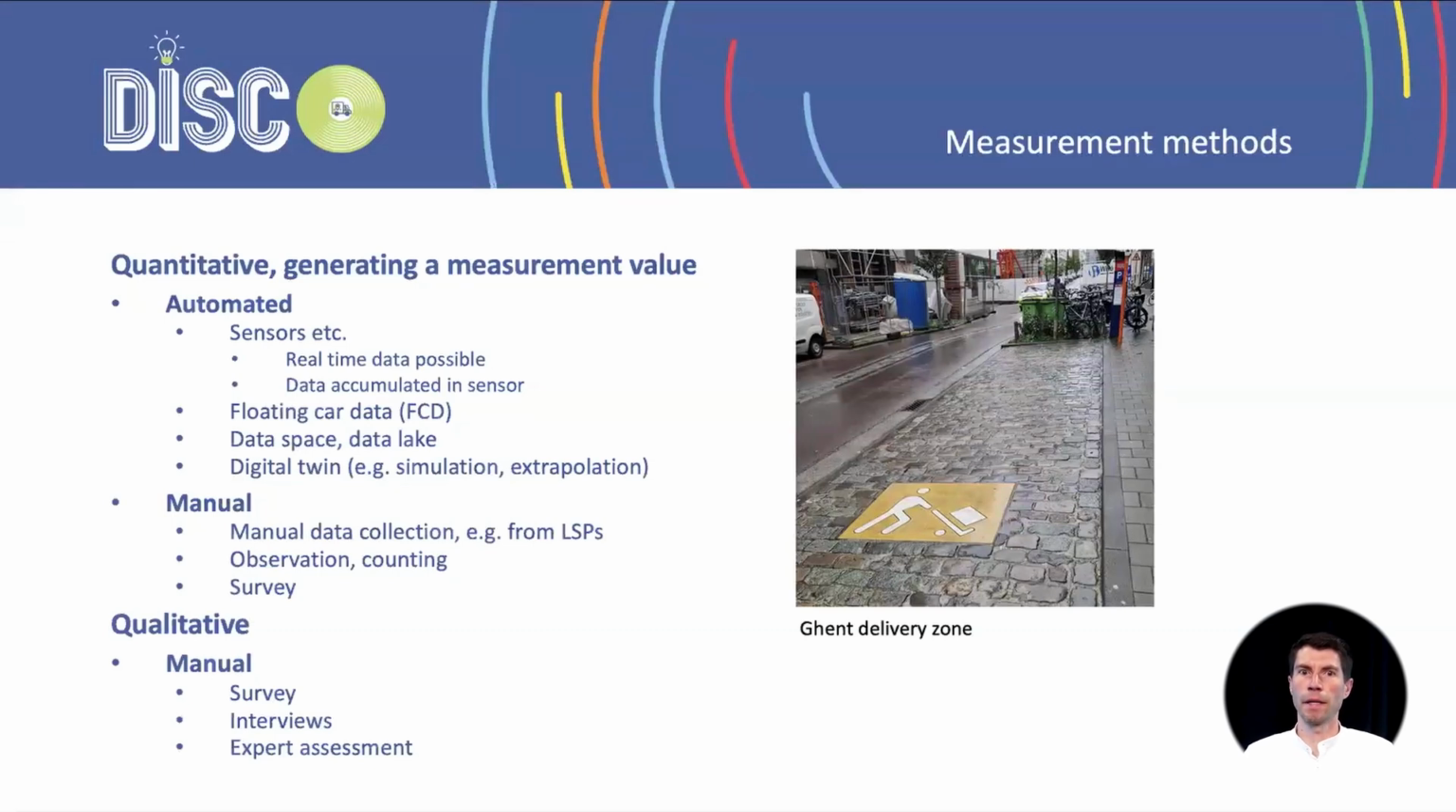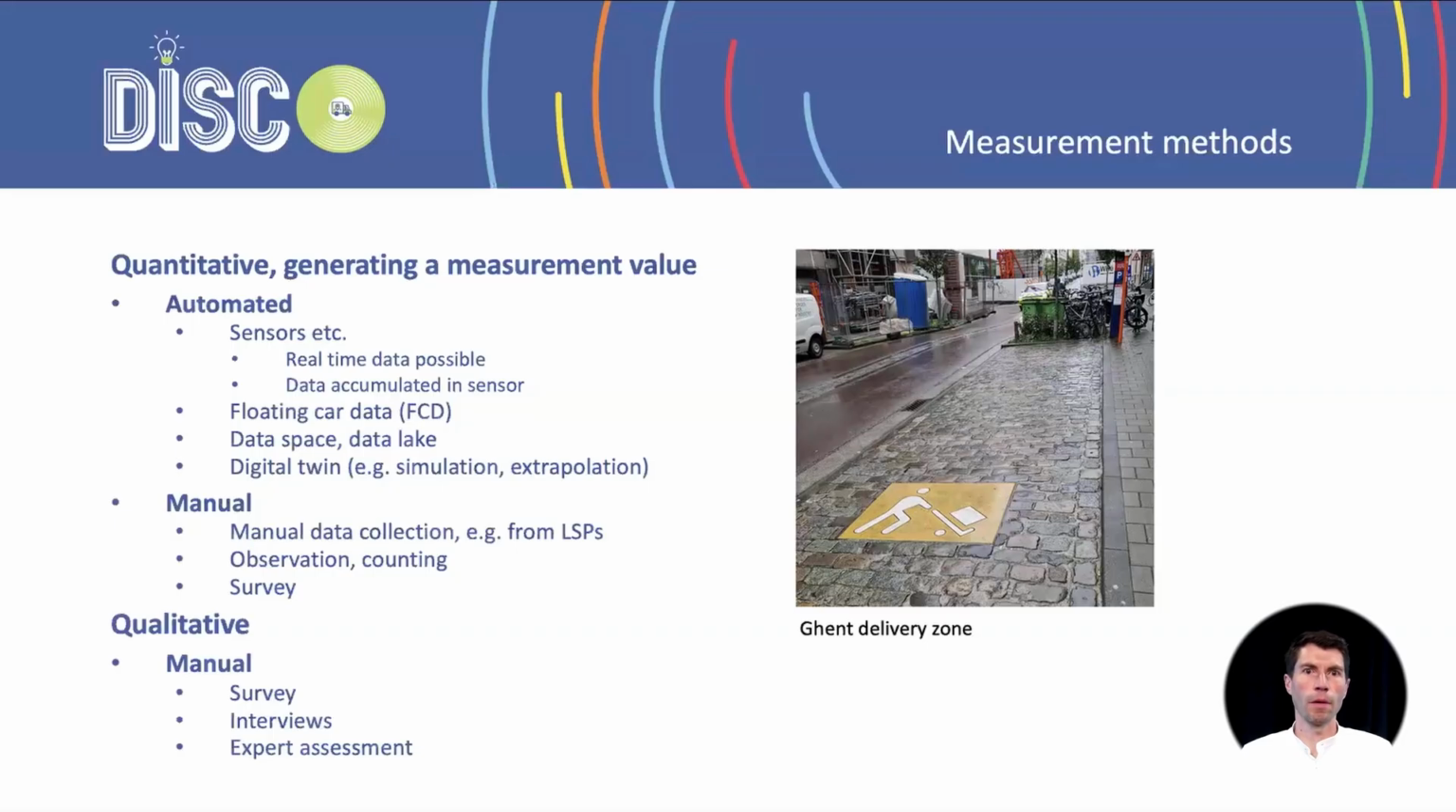Whether data is collected by fixed sensors or, for example, floating car data, the data needs to be collected and analyzed. And this can be done by using the concept of data spaces, or, for example, with the help of digital twins. Manual measurements, on the other hand, can, for instance, aim to collect data from the delivery vehicle fleet through logistics service providers. It can also be done by using observation or counting in the infrastructure, or by sending surveys to different groups of people.